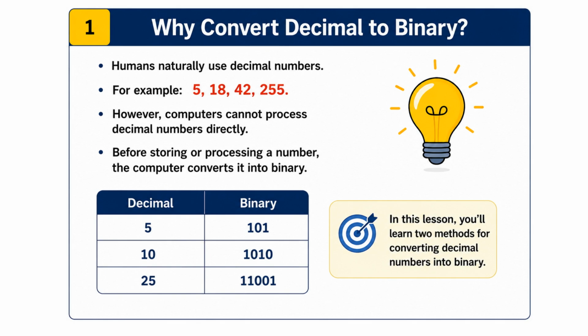For example, the decimal number 5 becomes 101 in binary, the decimal number 10 becomes 1010, and the decimal number 25 becomes 11001. Don't worry, you do not need to memorize these conversions yet. The important thing is to understand why computers convert decimal numbers into binary.